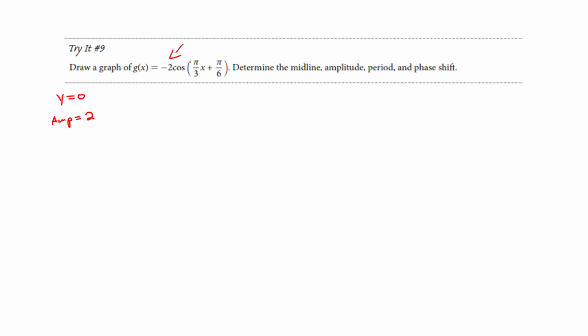Notice that it's flipped upside down again. That negative means we flipped it upside down. Now let's do the rest of it here. So I'm going to make this the form I like, where I'm going to pull out the pi over 3. So if I factor out a GCF of pi over 3, I'm really dividing that pi over 6 by pi over 3. That's what it means to pull out a GCF.